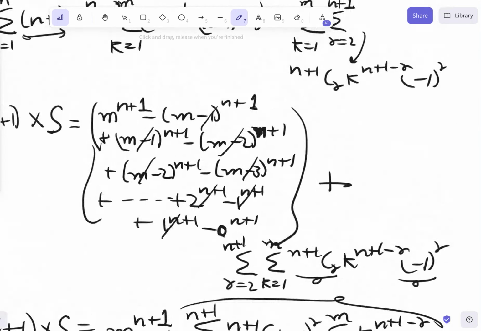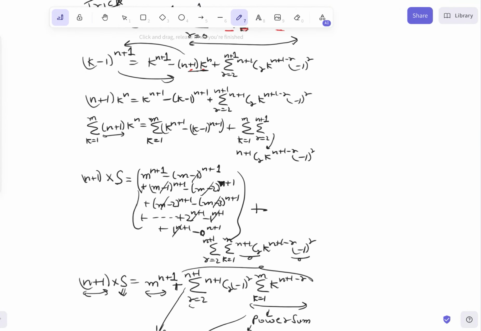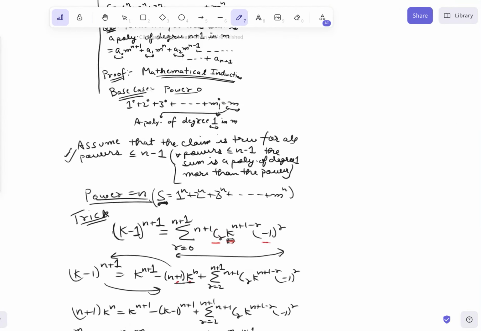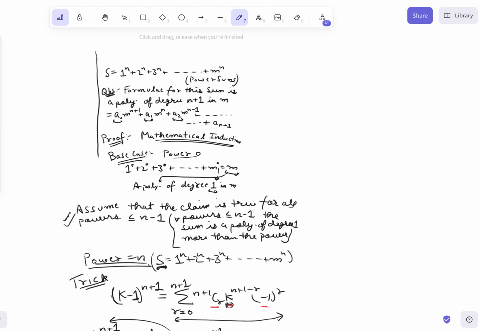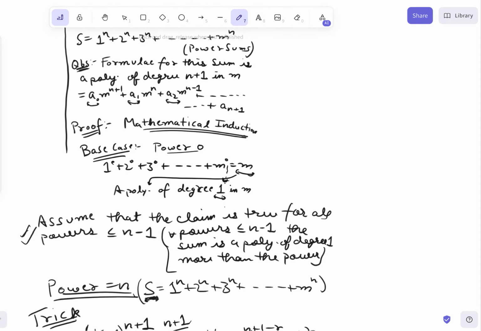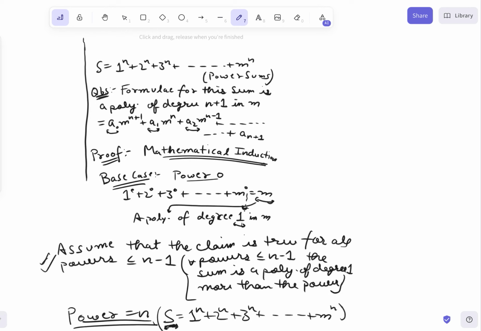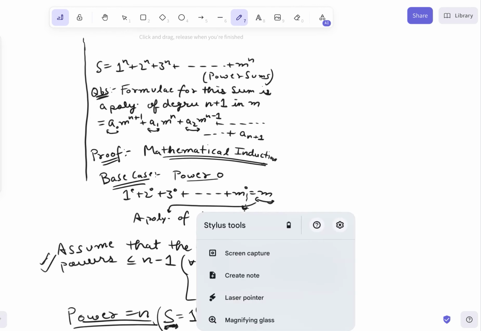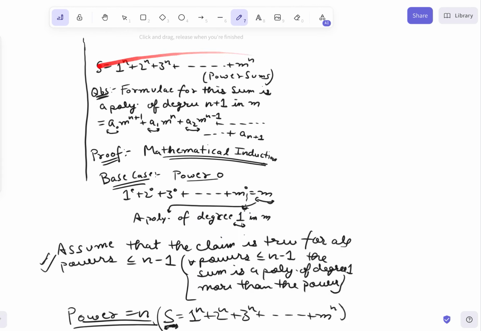So let's quickly jump up. So let's see. Let me grab the pointer. Yeah. So we have to find sums of this kind. These are called power sums. 1 power n plus 2 power n plus 3 power n up to m power n.